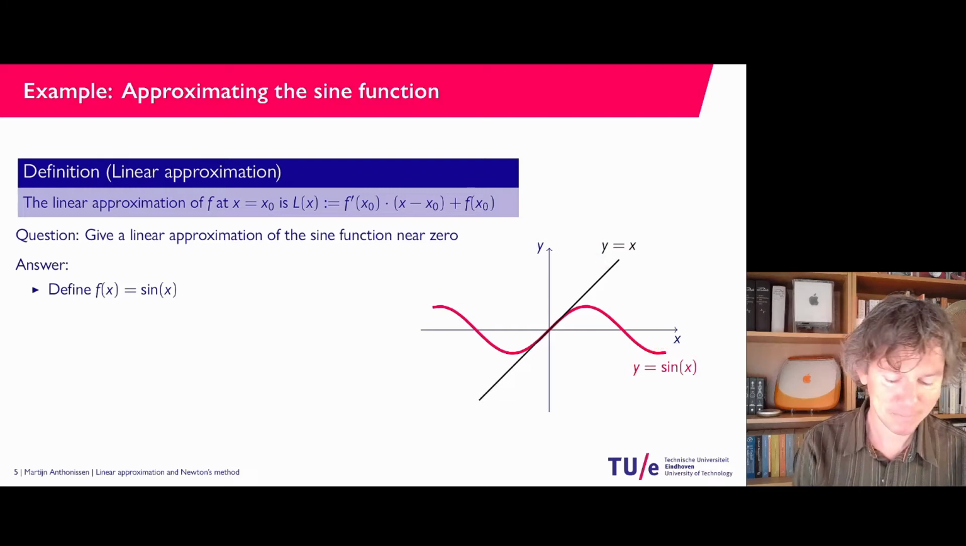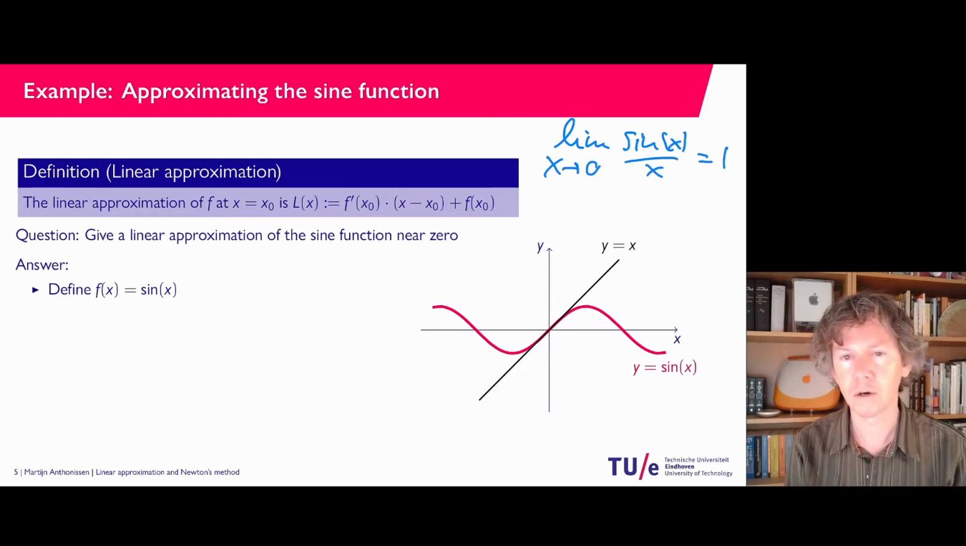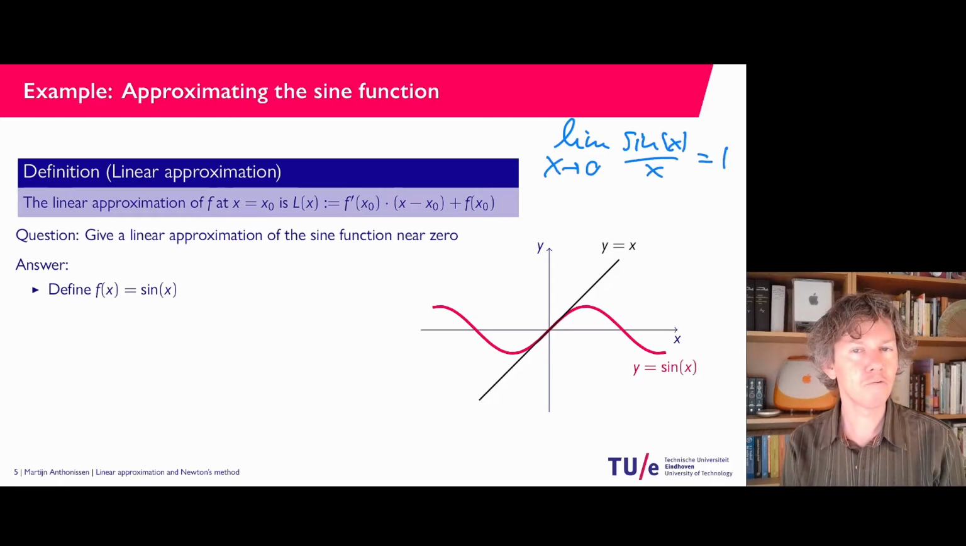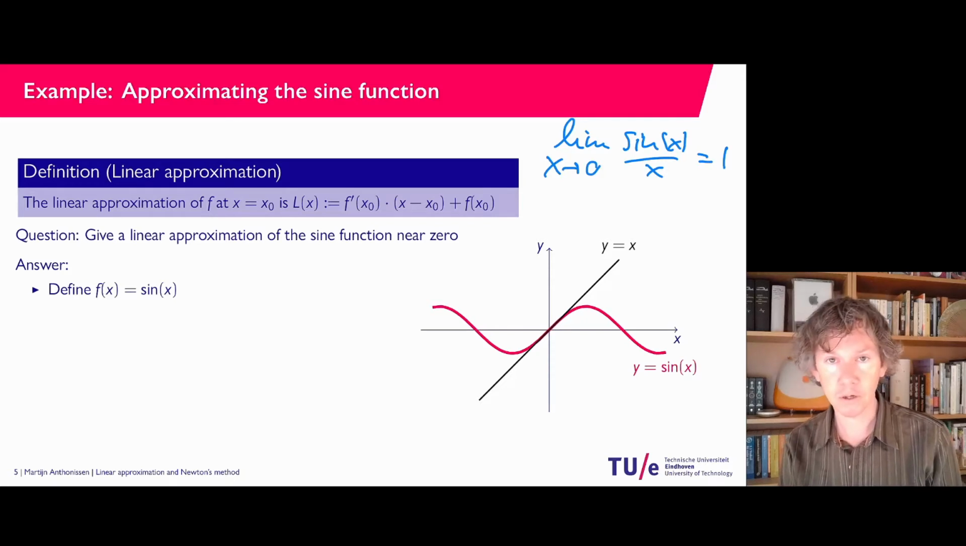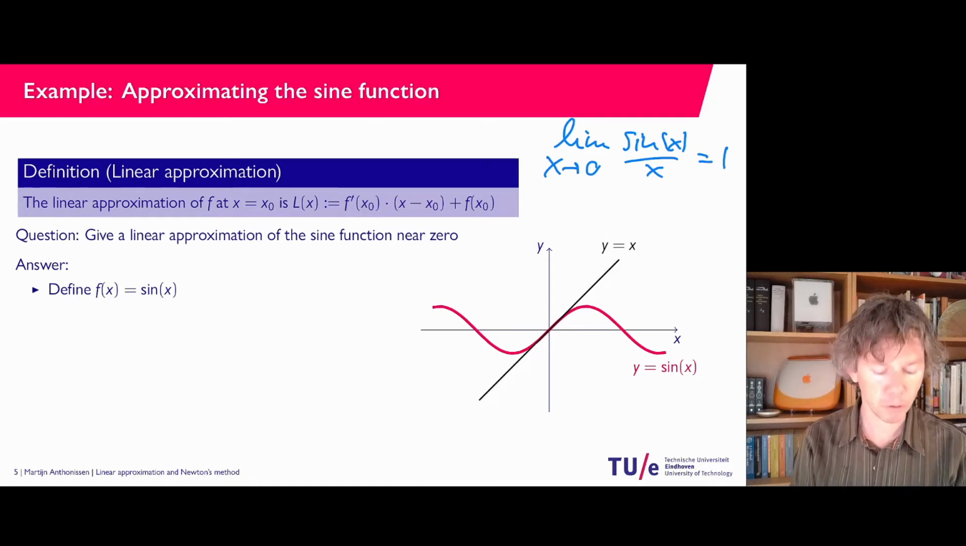And that shouldn't come as a surprise, since we have already seen the standard limit: sine of x over x goes to 1. So this also tells you for values of x close to 0, not equal to 0, sine of x and x are very much alike, very close together. So here we also find that using linear approximation.